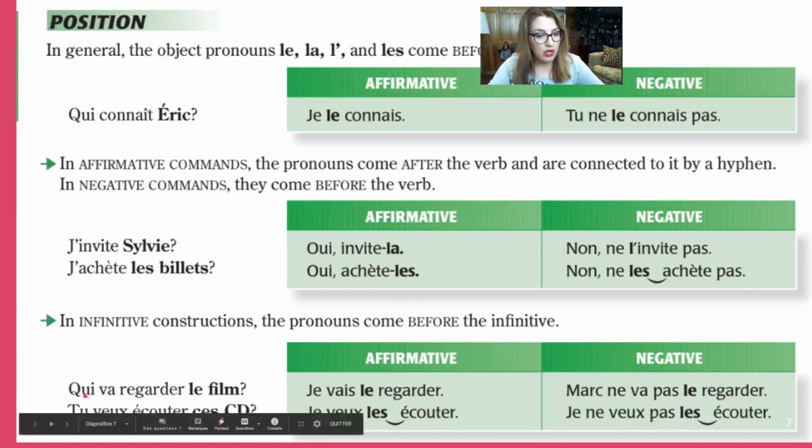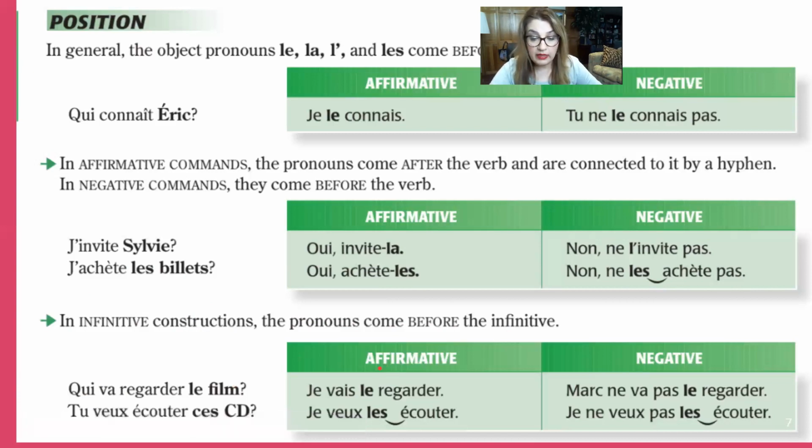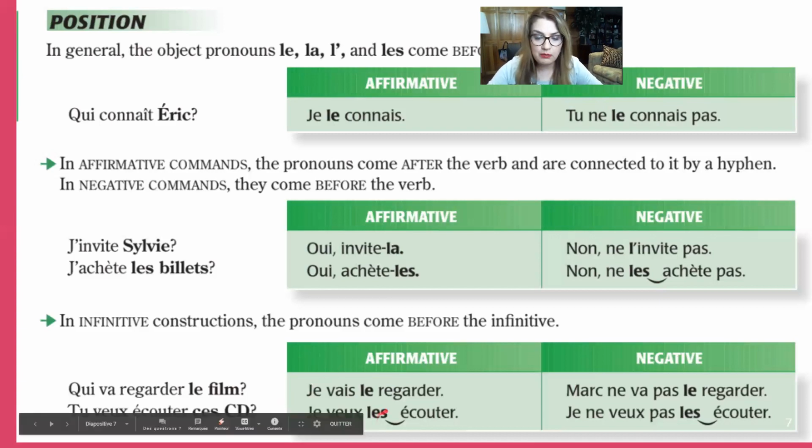Like this. Qui regarde le film? Who is watching the movie? In the affirmative form, it's je vais le regarder. I will watch it, or I will it watch. I will watch it. D'accord? Je vais le regarder. So le is placed before verb 2, after verb 1.